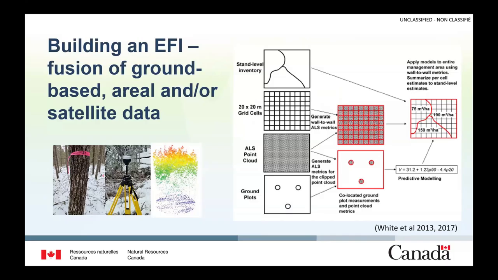So to build a basic EFI, you generally want to fuse ground-based measurements with aerial or satellite products to generate a value-added inventory map that essentially fuses the different data sources and uses the benefits of one technology to overcome the weaknesses of another. The general idea is to use a sampling unit of known value, so a ground truth, for example, and then develop the relationship between this known truth and a data product that has a broader spatial coverage, and then extrapolate the value to the whole area of interest using the model that you generated.